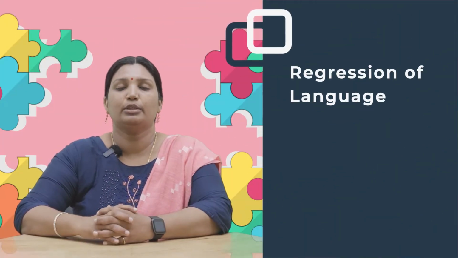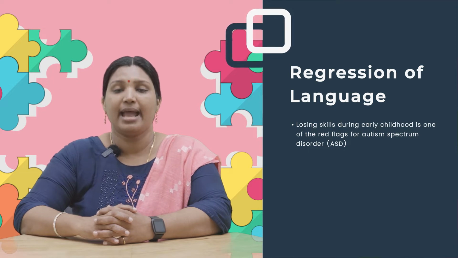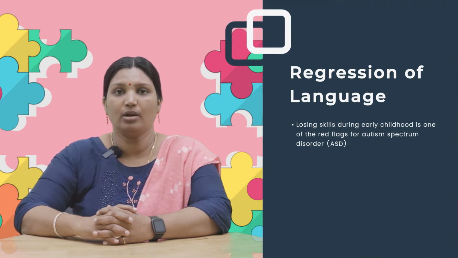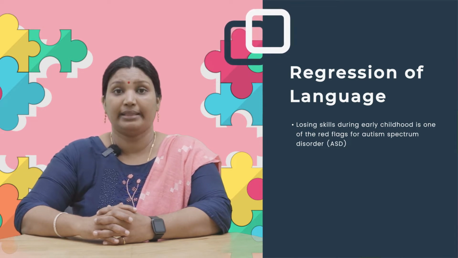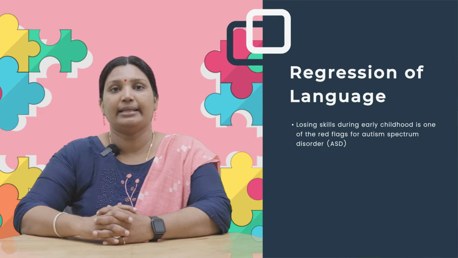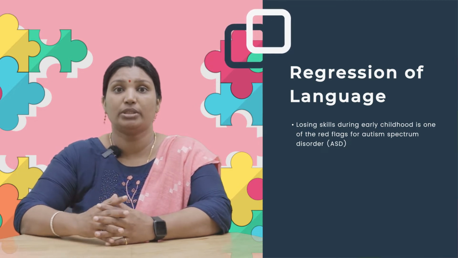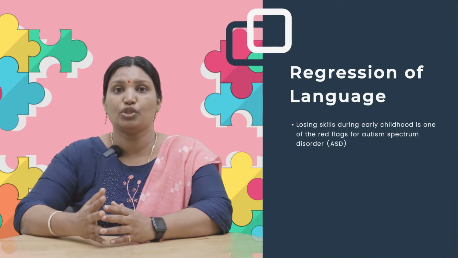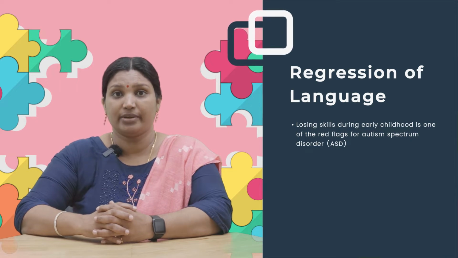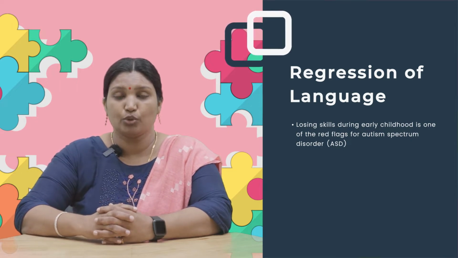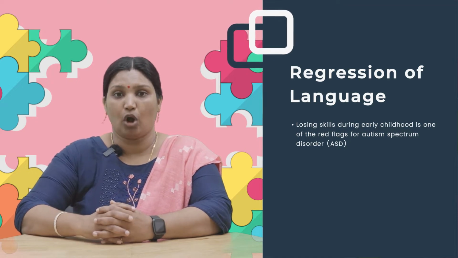Regression refers to the losing of skills, losing of words that they have once attained, and they stop using them later on, and they also sometimes stop looking at faces that they once looked at, and this same way of regression is also noticed in certain other social behaviors as well. So these are also considered as regression in speech and social pragmatic communication, also seen as a red flag for autism.